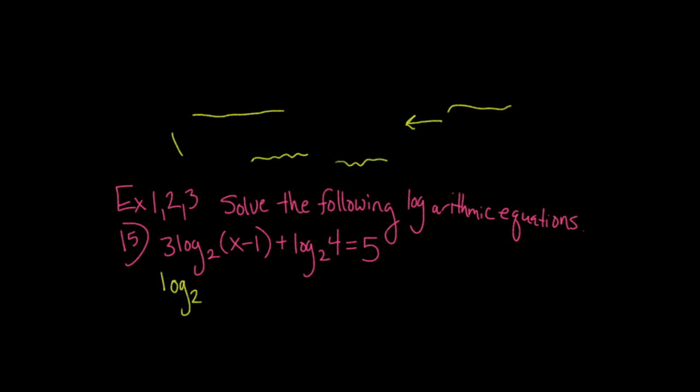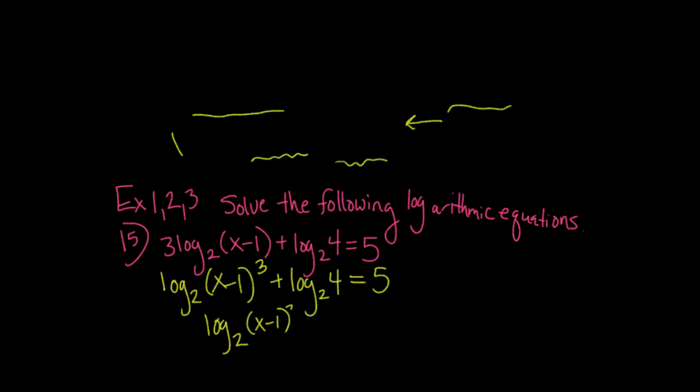So we're going to consolidate and write as a single logarithm first of all. So first I'm going to use the power rule for logs. And if you want to do this in one step, that's okay too. So just the power rule, that the 3 can go on the inside. Now this is the product rule. Log base 2 of x minus 1 cubed times 4 equals 5.